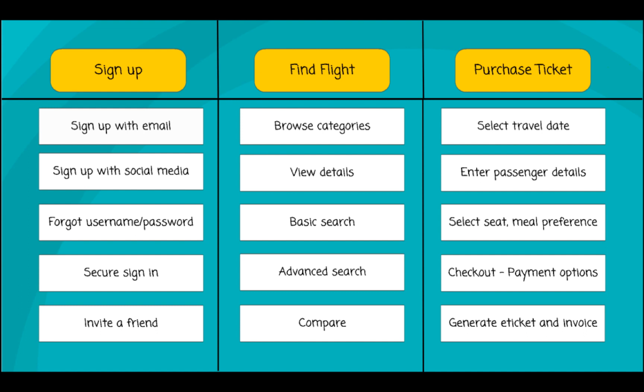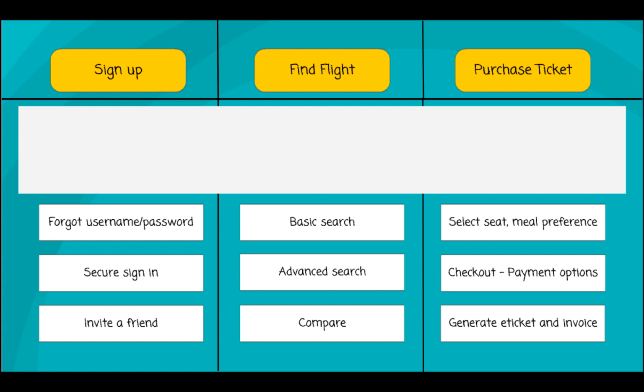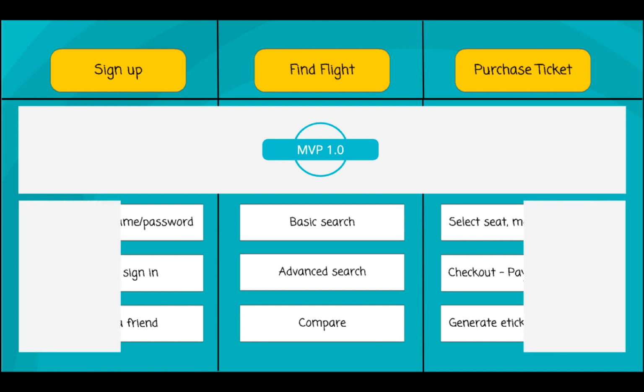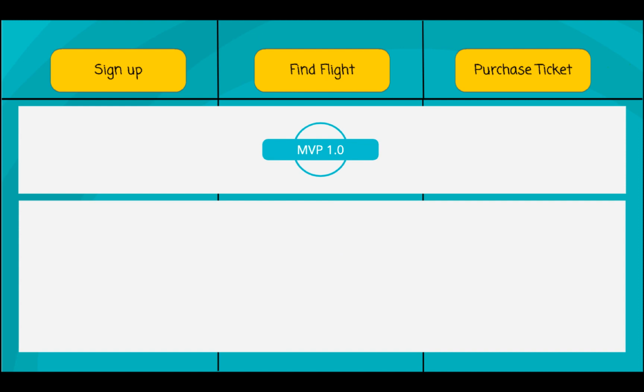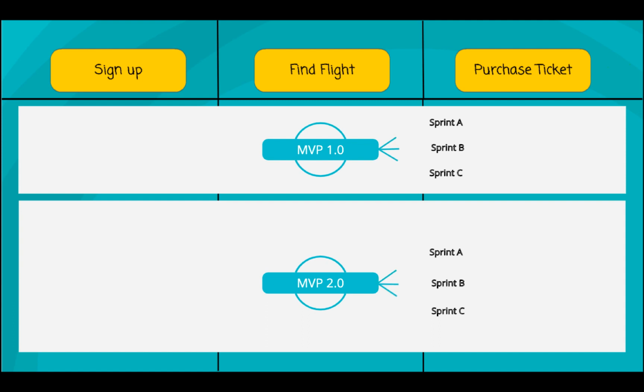To effectively collaborate with your agile teams on these epics and user stories, you can organize them in multiple releases. So in this example, these set of user stories could be mapped to a release, and that could be called MVP 1.0. The other set of user stories could be mapped to a different release, and that could be called MVP 2.0. Each release would be associated with multiple work items that are spread across multiple sprints.